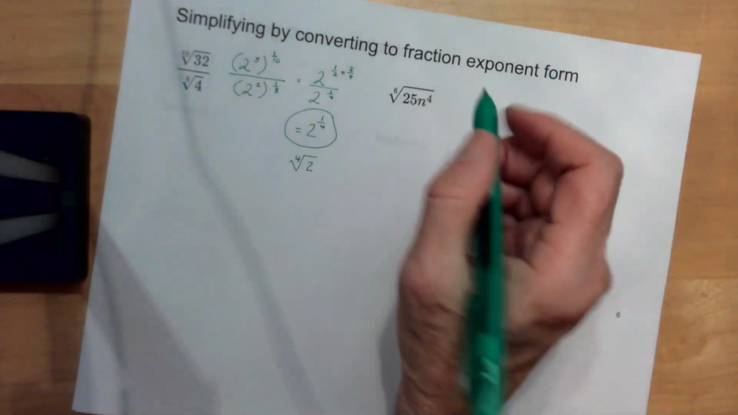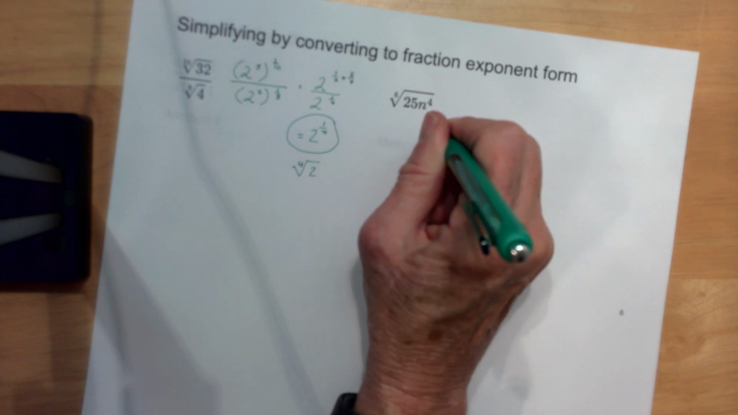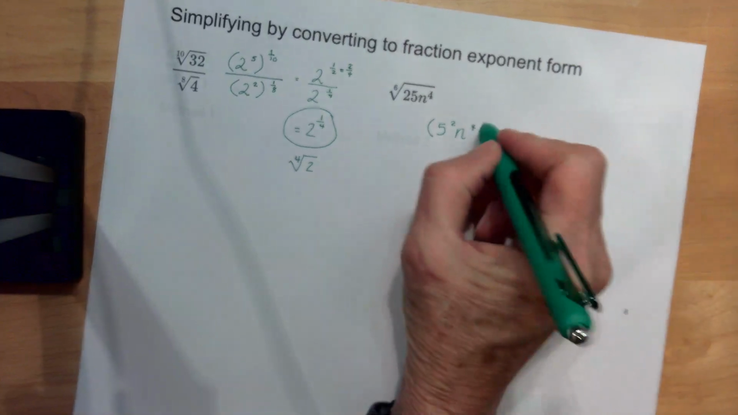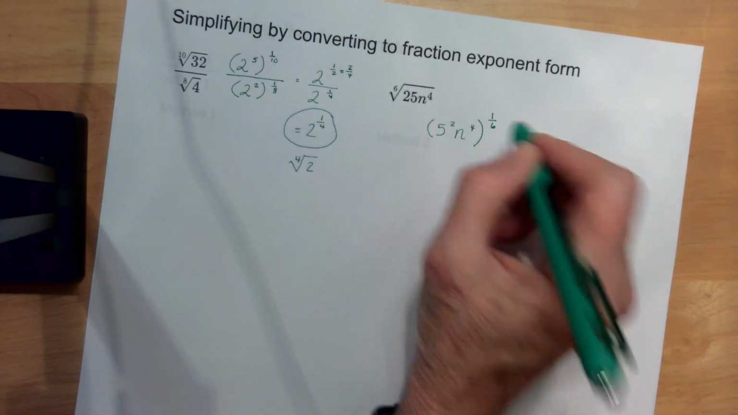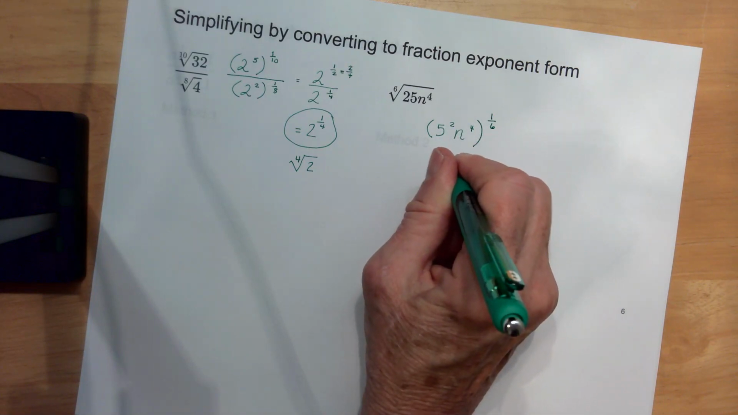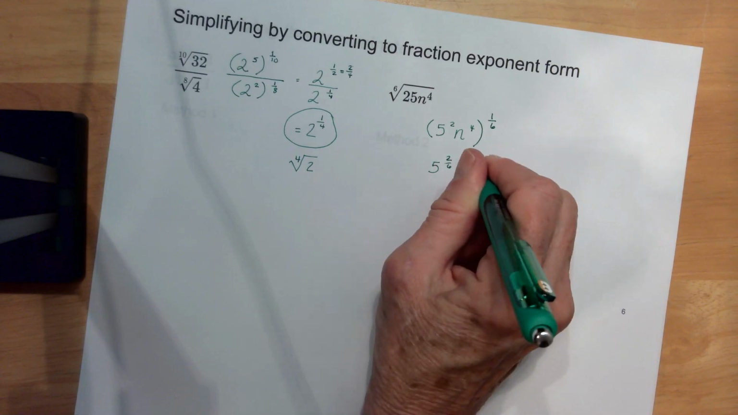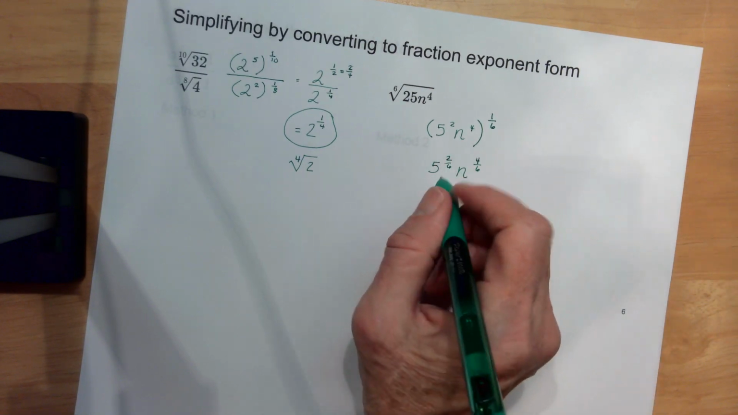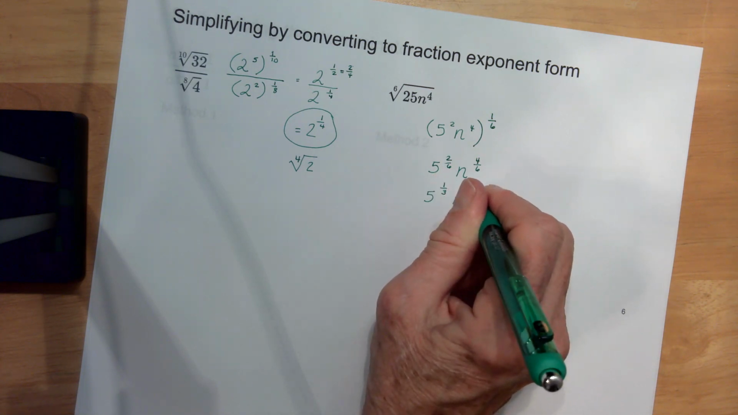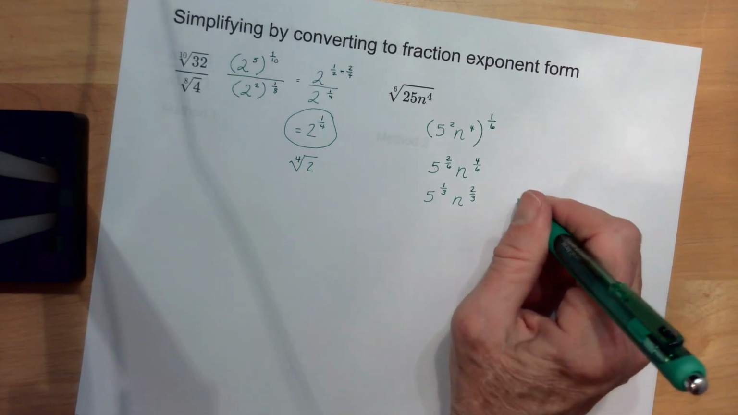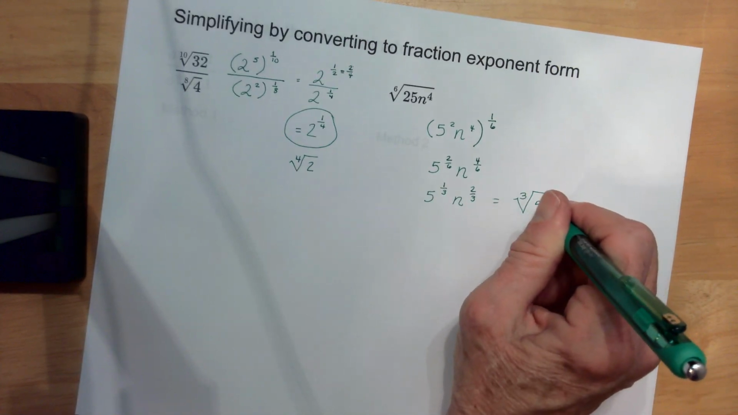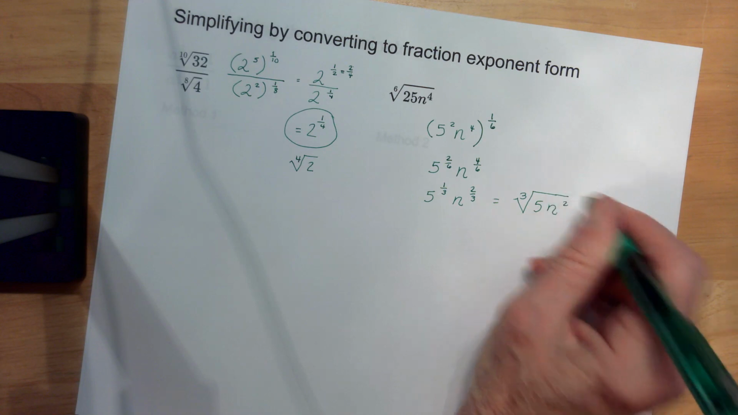This one, again, I would write it with exponents. So I have 5 squared times n to the 4th power, and the whole thing is raised to the 1/6 power. So I have a power raised to a power. So I have 5 to the 2/6 power and n to the 4/6 power. I can reduce those. So I have 5 to the 1/3 and n to the 2/3. If I want to write them in a radical form, it's the cube root of 5 times n squared.